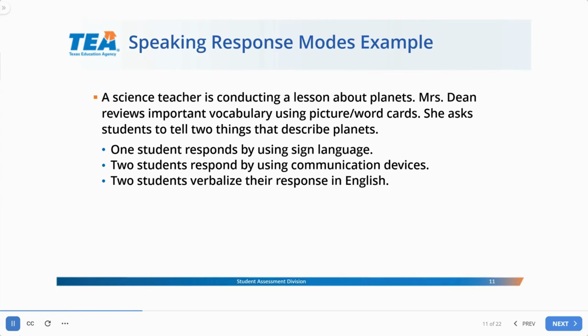A science teacher is conducting a lesson about planets. Mrs. Dean reviews important vocabulary using picture word cards. She asks students to tell two things that describe planets. One student responds by using sign language. Two students respond using communication devices. Two students verbalize their response in English.